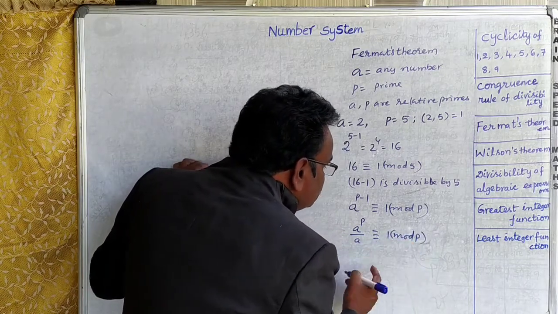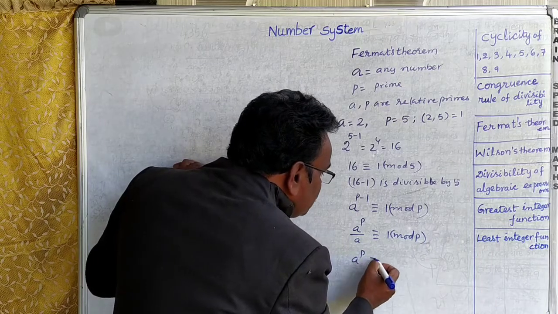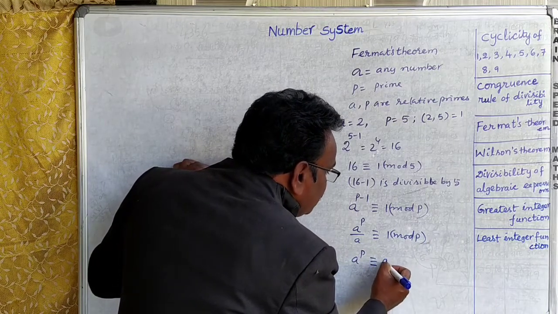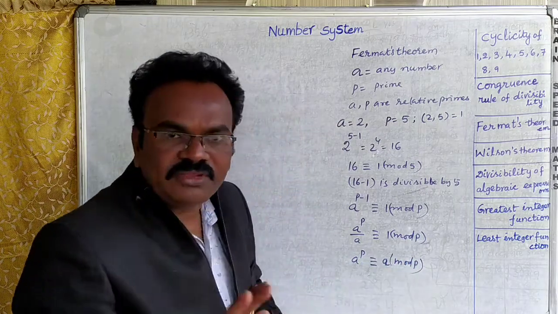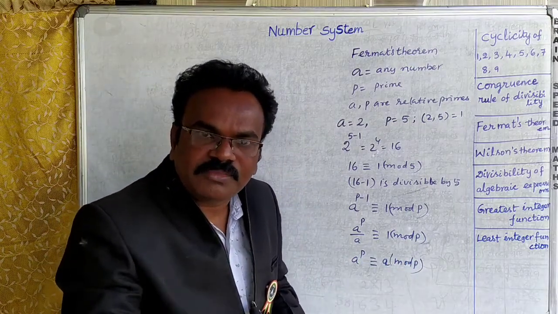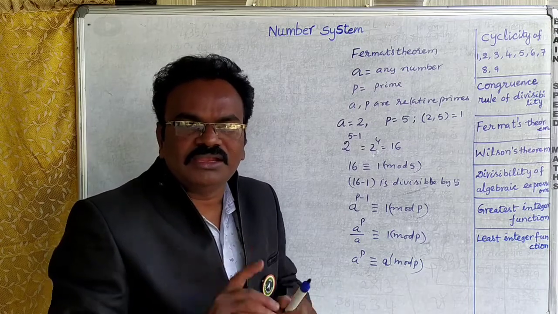So that means a to the power of p is congruent to a mod p. You can write like this. Clear? This is called Fermat little theorem.